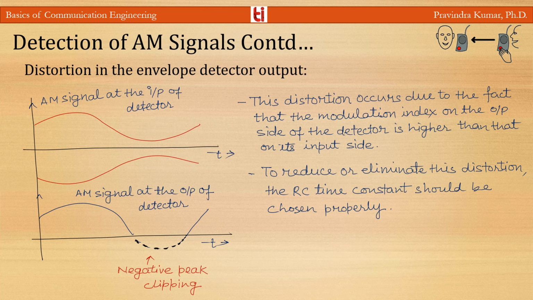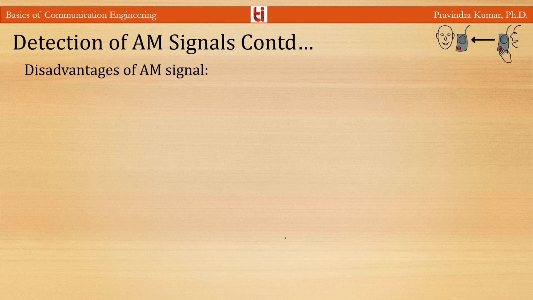The only way to reduce or eliminate these distortions is to choose the RC time constant properly. The maximum value of this discharge time constant, for a given value of modulation index and frequency of the maximum frequency component in the modulating signal, without causing diagonal clipping, is: RC should be less than or equal to 1 by 2 pi fm into square root of 1 minus m square by m. With this time constant, we will not have diagonal clipping and negative peak clipping. So now we will discuss the disadvantages of AM signal.